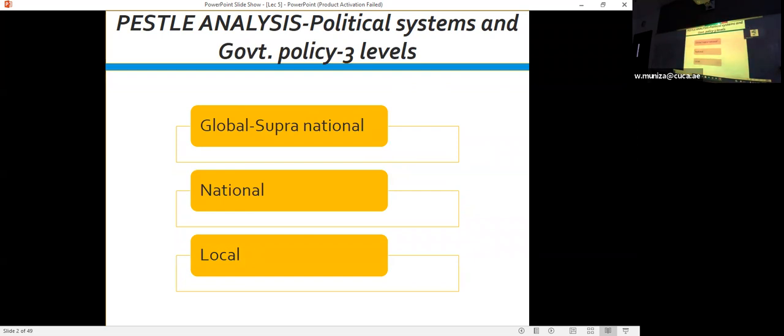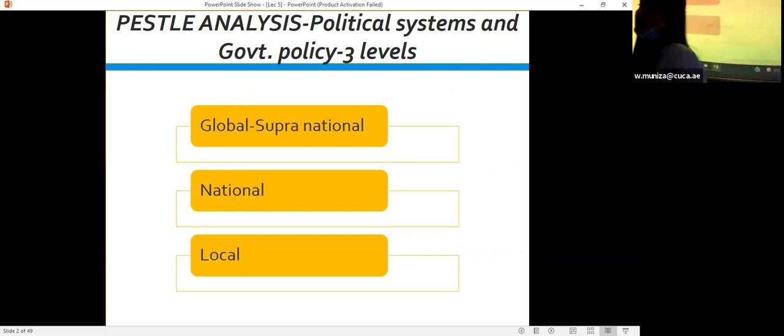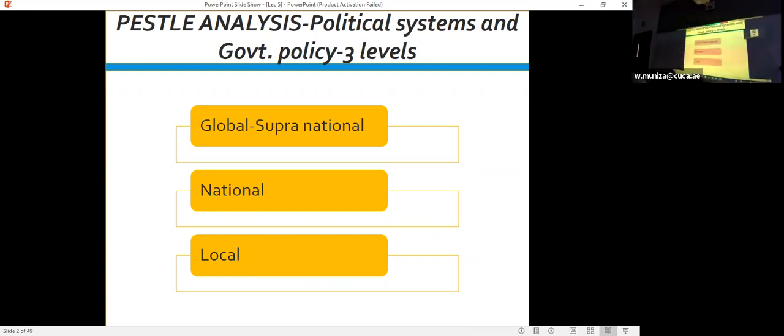Now, my dear students, in the political system, we can see that government policy is made at three levels. Number one is global, also known as supranational. Then we have national, and the last level is local. My dear students, the global or supranational level is an international level. There are certain policies, as you can imagine, made by the United Nations or by the IMF, the International Monetary Fund. Those countries who take loans from the International Monetary Fund have to follow the policies made by the IMF. The member countries have to follow the policies of the United Nations. So these are supranational authorities which have an input in government policies.